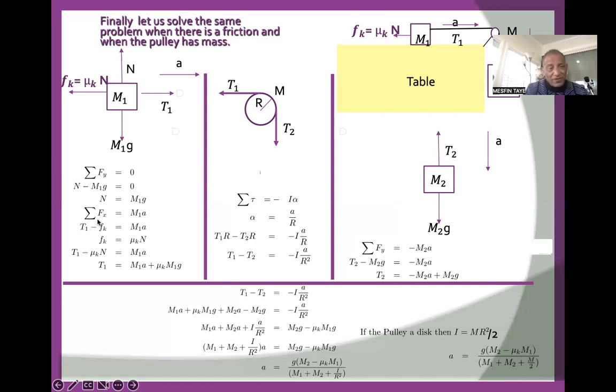The sum of the forces in the x direction is m1a. Why? Because acceleration is positive. This should also be positive. Sum of the forces in the x direction.